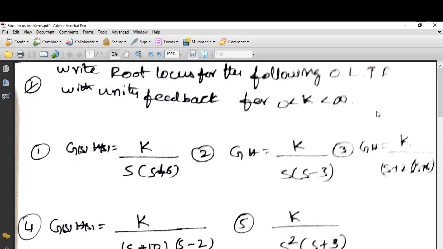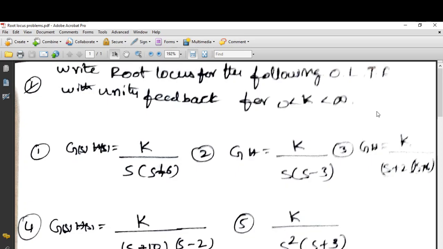Hi students. So in this video we will just have a look at how to predict a root locus for a given transfer function. Suppose in the first 1 minute of seeing the transfer function, if you are able to predict the root locus shape, then 90% of the problem is done.